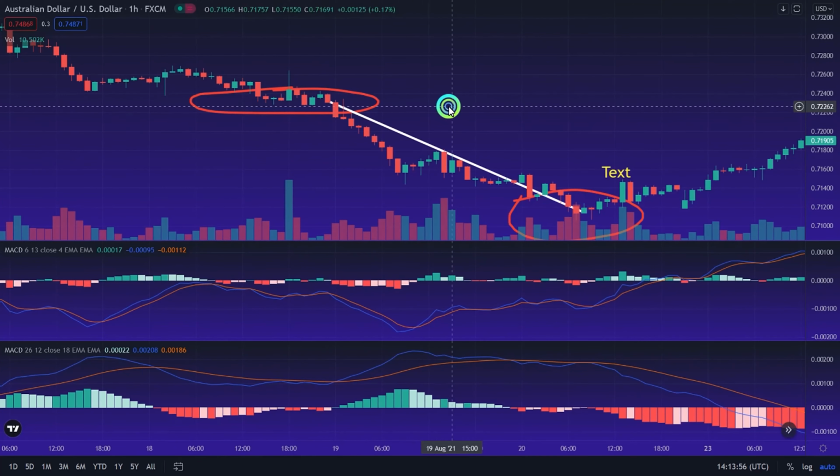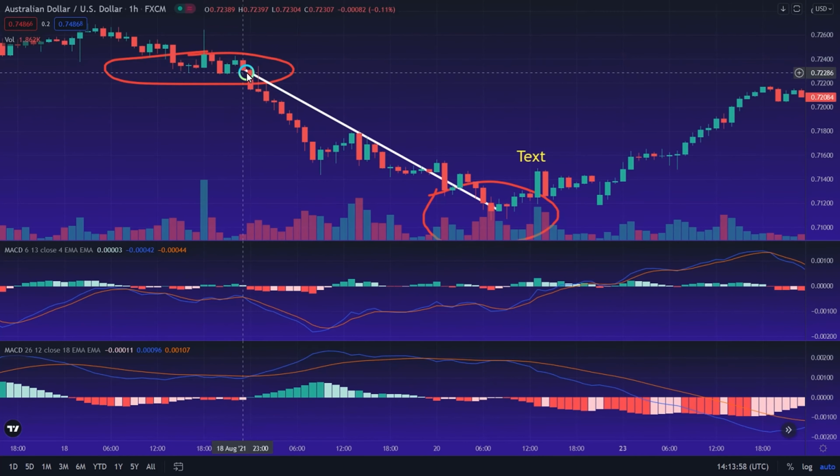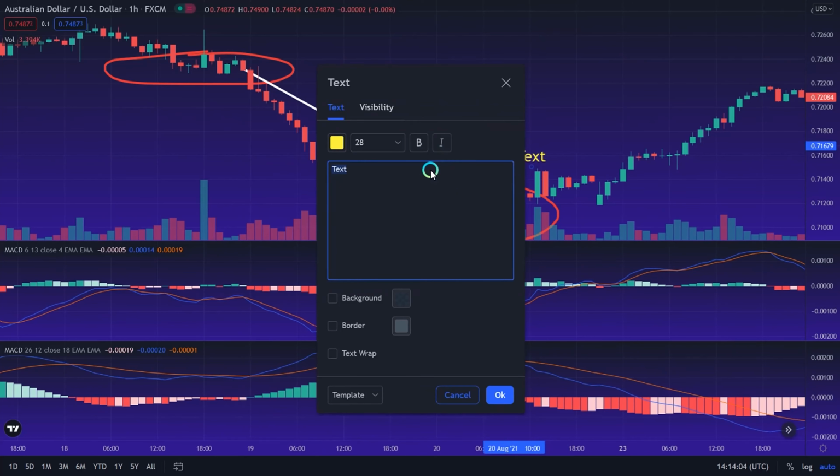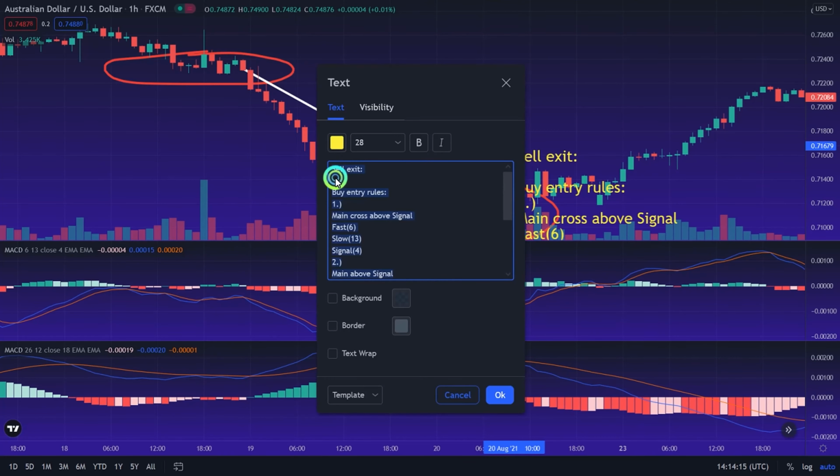So yeah, we discussed the entry rules. Let's see the exit rules. The exit rules are really simple. It is truly nothing fancy. So let's see. I will just override this, I guess, because why not?